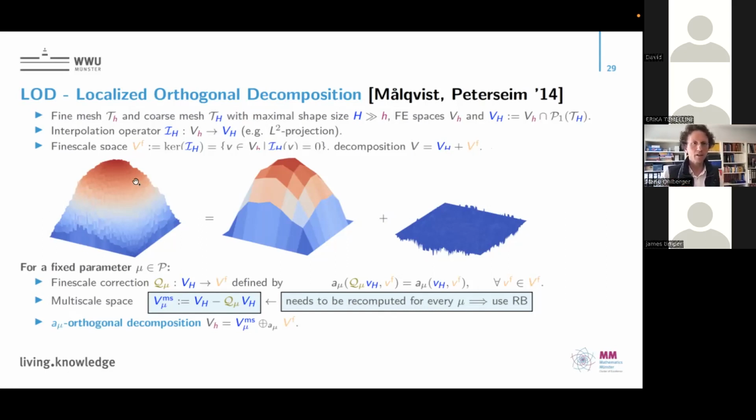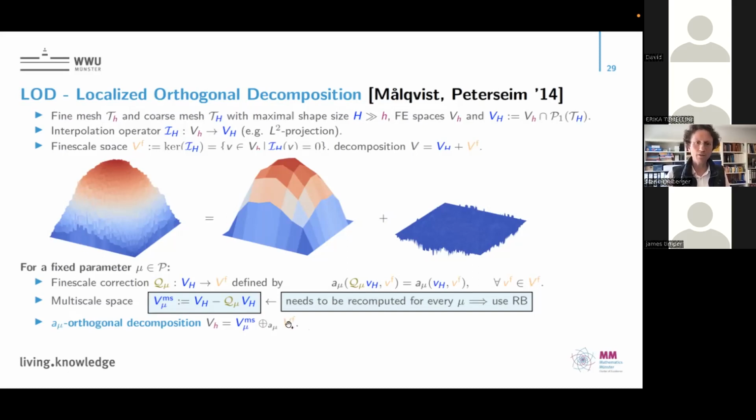So this is some finite element function on a fine mesh, and you decompose it into the contribution on the coarse mesh and the fluctuations. And the idea now is that you do not take this decomposition as shown here, but you want to have a second step such that this decomposition becomes orthogonal with respect to the bilinear form that you are looking at. So what you are really aiming at is a decomposition which is an orthogonal decomposition between a multi-scale space and a fine scale space.